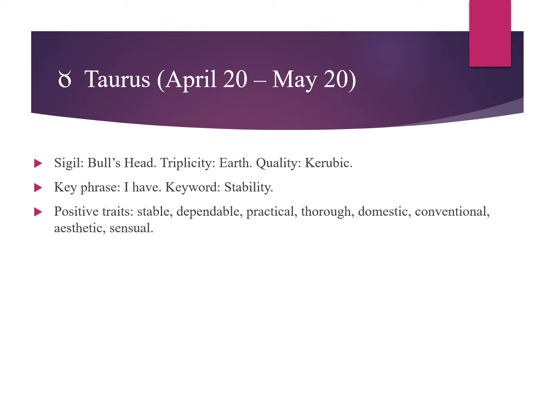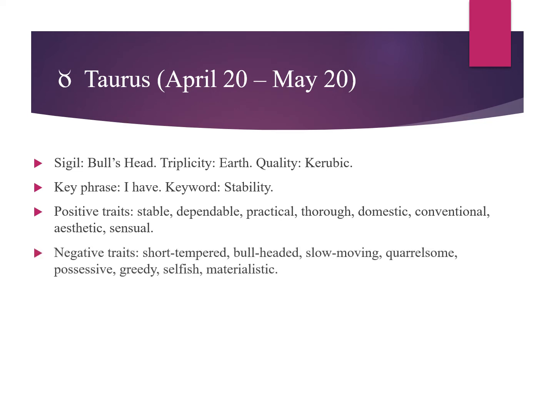On positive traits, a Taurus can be very stable, very dependable, very practical, thorough, domestic, conventional, aesthetic, and very sensual. Its negative traits can be very short-tempered, can be bullheaded, slow-moving, quarrelsome, very possessive, can be greedy, selfish, and materialistic.